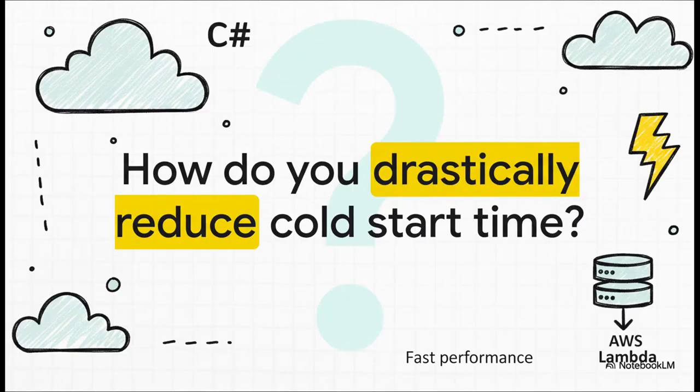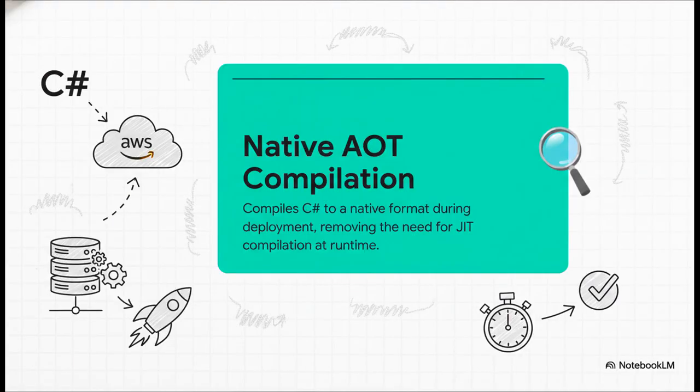But what if you need to go even faster? Like, what if you need the absolute best cold start time possible? What if we could just get rid of the just-in-time compiler, that thing that runs the first time and slows everything down? Well, you can. That's exactly what native ahead of time, or AOT, compilation is for. With native AOT, your C# code gets compiled down to a native binary before you even deploy it. So when that cold start happens, there's no JIT compiler to run. It just goes. We're talking about taking startup times from maybe a second or more down to just a couple hundred milliseconds. It's a game changer.